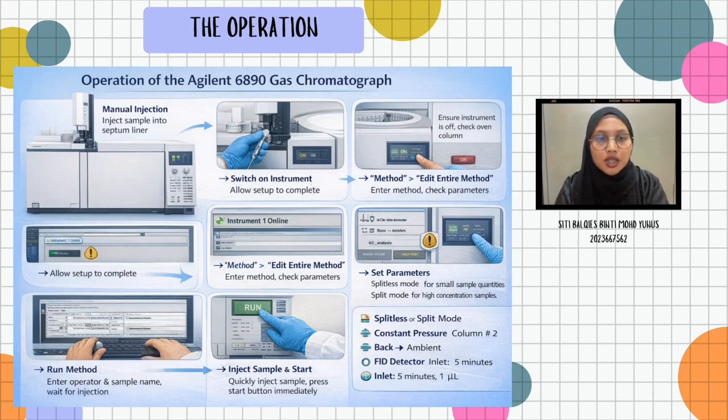Column number 2 is selected with the inlet set to back and the outlet set to ambient. The flame ionization detector, FID, is used. The injection parameters are set to 5 minutes with a volume of 1 microliter. The method is applied and saved. The operator name and sample name are entered and the run method is selected. The sample is injected quickly and the start button is pressed immediately. The data obtained is then analyzed.